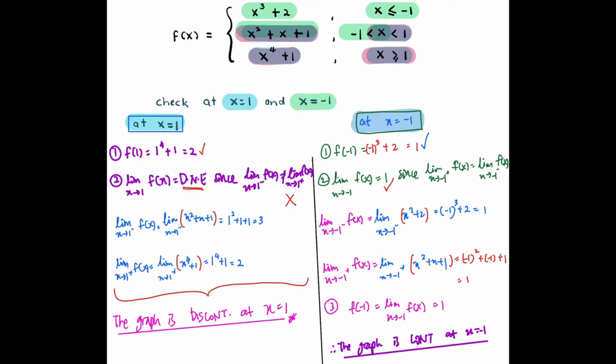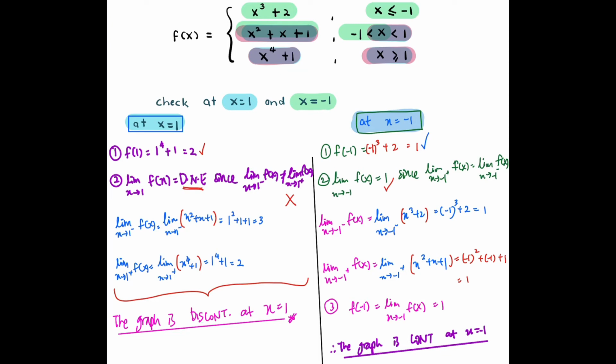Next, let's check at x equal to -1. The first condition is f(-1) should exist. So f(-1) is the first function here. So let's rewrite that here. Substitute x is -1. The answer is 1. So the first condition is fulfilled.